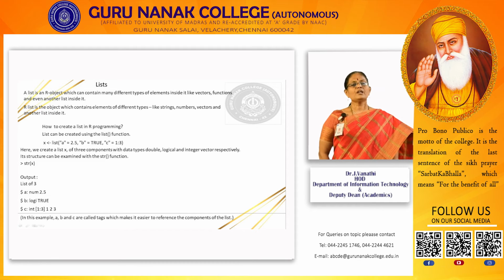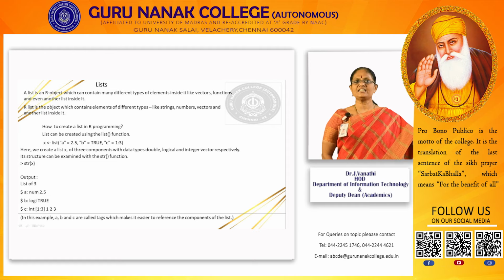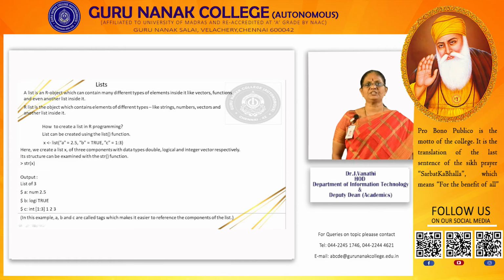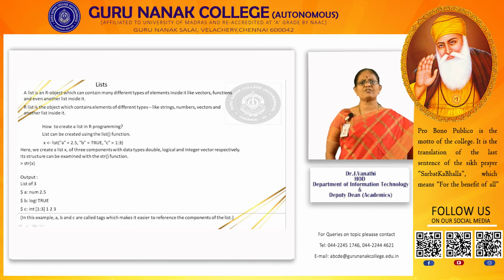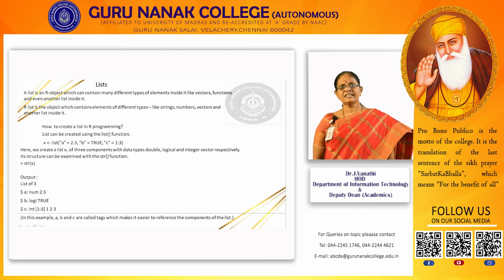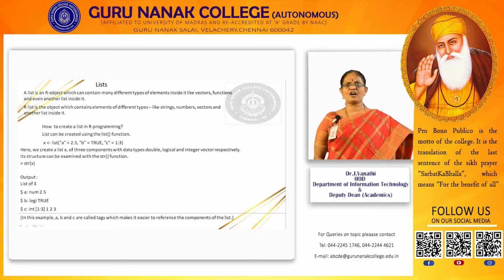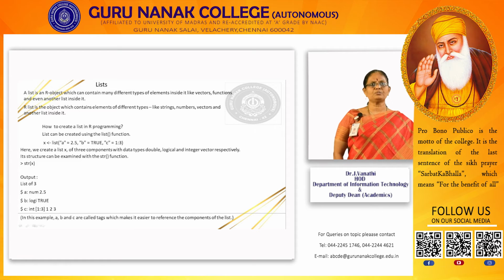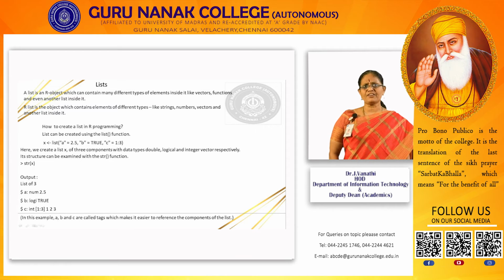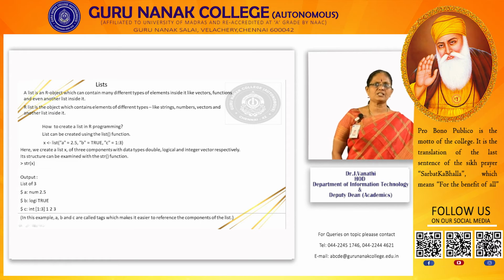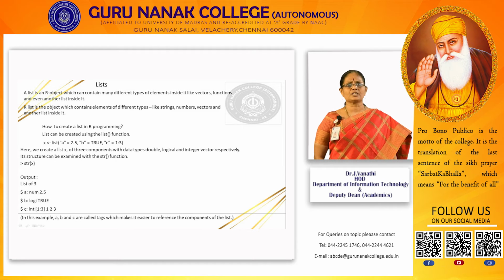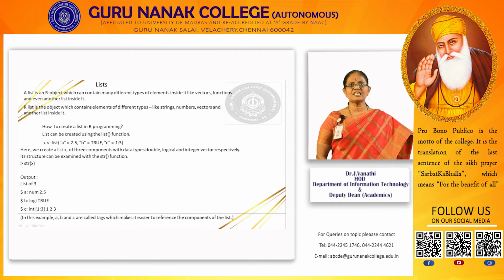Now, good. We are going to go to the next object called list. What is basically a list? A list in an R object contains many different types of elements. Inside it we can have vectors, you can have functions, or you can even have another list within a list, called a nested list. An R list is the object which contains elements of different types. You can have strings, numbers, and vectors. So, this is heterogeneous.